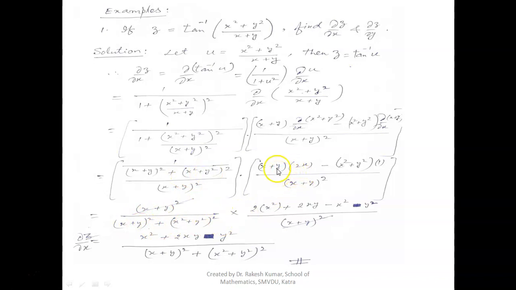2x². When we multiply inside, 2xy minus x² minus y², divided by (x + y) whole squared. So this cancels with this. We are only left with x² + 2xy − y² upon (x + y)² + (x² + y²)².